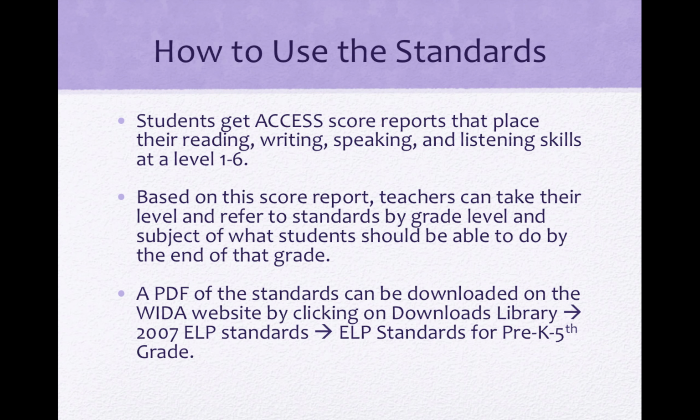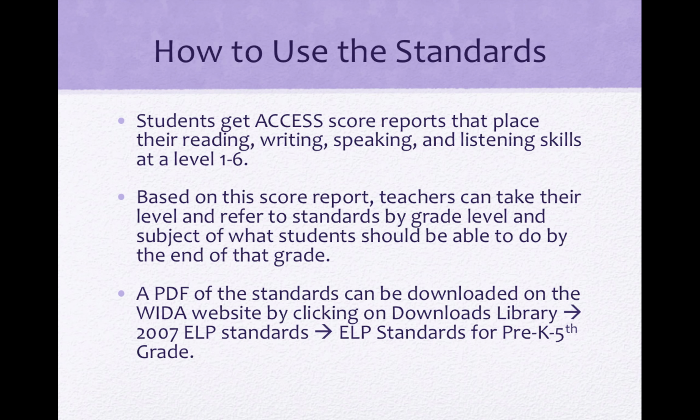When you get back a student's ACCESS scores, which you should be able to get at the beginning of each school year from last year's scores, the students are going to have a score from 1 to 6 in each area: reading, writing, speaking, and listening. And then they'll have an overall score. Based on that score, you take those levels and look at the standards to see what they should be able to do based on their grade level and the subject that you're teaching them or working with them in.